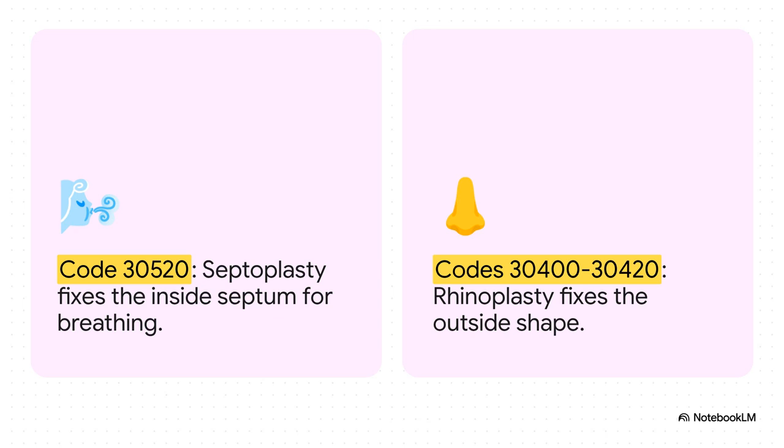So, the crucial point here is intent. A septoplasty, which is reported with code 30520, is a medically necessary procedure. The surgeon goes inside, contours or removes the bent cartilage, and physically straightens the inner septum just to restore normal breathing. Contrast that with rhinoplasty, codes 30400 through 30420. A rhinoplasty is what most people would just call a nose job. It involves changing the external shape of the nose by working on the lateral and alar cartilages or elevating the nasal tip. While a rhinoplasty can be reconstructive, it's very often cosmetic. So, the golden rule to remember: septoplasty fixes the inside function, rhinoplasty fixes the outside form.